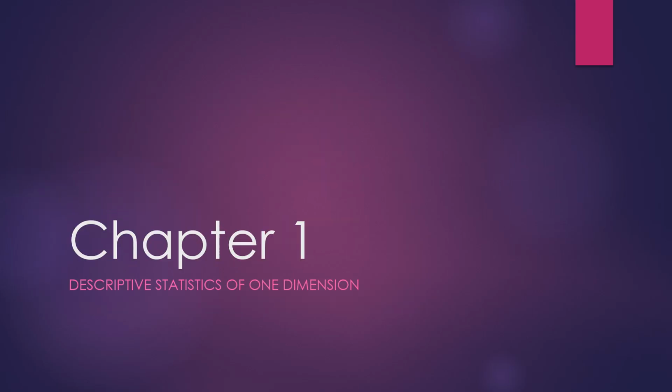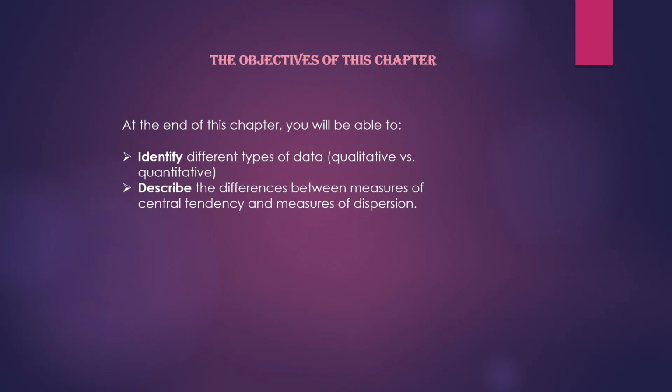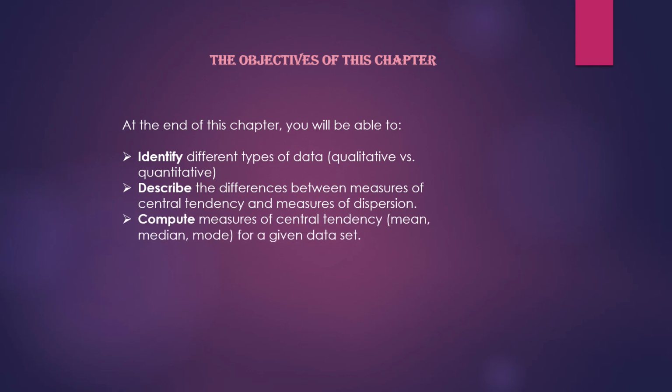Now, let's go to the first chapter, which is about descriptive statistics of one dimension. So, what are the objectives of this chapter? At the end of this chapter, the student will be able to identify different types of data, qualitative and quantitative, describe the difference between measures of central tendency and measures of dispersion, compute measures of central tendency, mean, median, and mode for a given dataset, construct frequency tables and histograms.